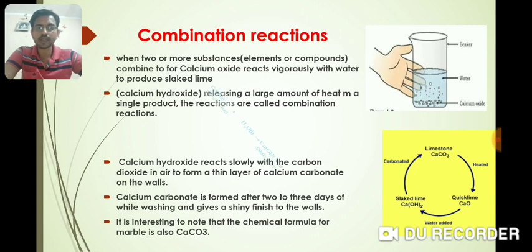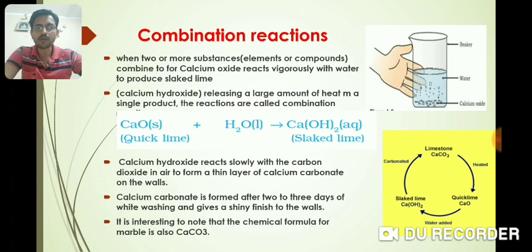As you can see the reaction on your screen, CaO reacts with water to form Ca(OH)2. Ca(OH)2, chemically called calcium hydroxide, is commonly called slaked lime. This slaked lime is used for whitewashing of walls. When a coat of slaked lime is applied on the walls, it reacts with carbon dioxide present in air to form calcium carbonate, which gives shiny look to the walls. Calcium carbonate, CaCO3, is commonly called limestone.